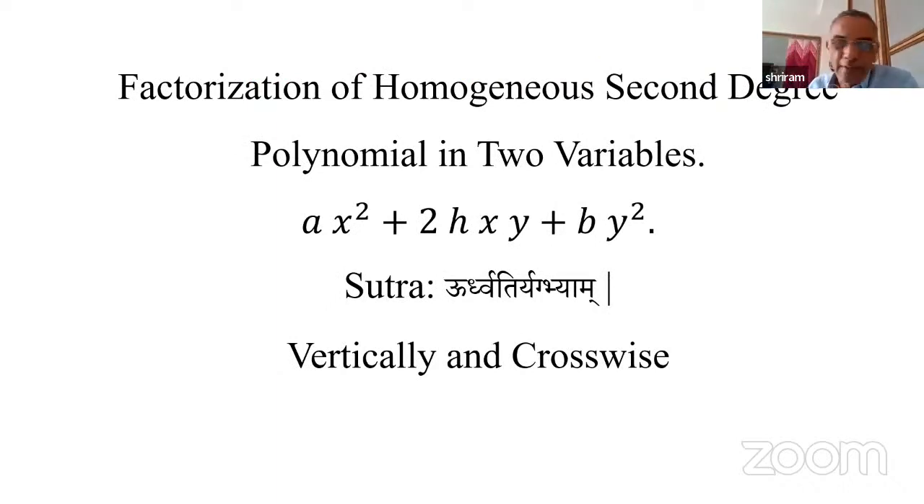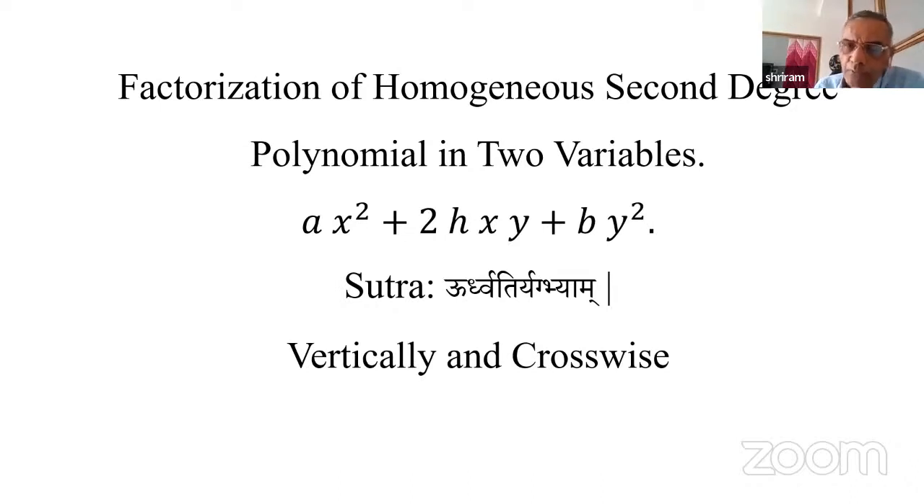In probably 11th or 12th class and beyond, we are required to factorize ax² + 2hxy + by². What is the difference from the earlier equation? There are two variables instead of one. This is a standard form. Usually we have ax² + bx + c, but a homogeneous second degree polynomial is expressed in standard form as ax² + 2hxy + by².